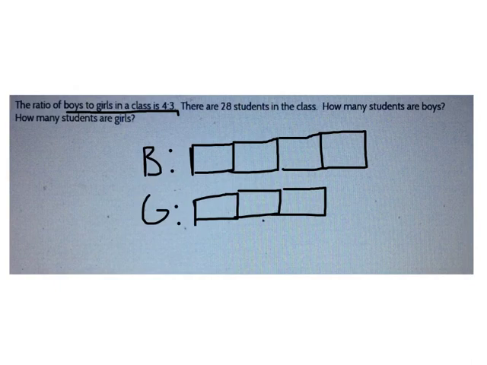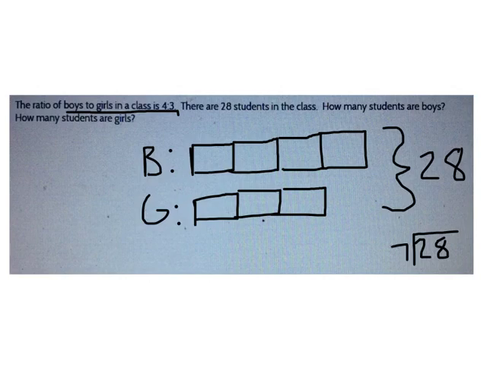Now I've represented the ratio 4:3 with a tape diagram. There are 28 students in the class. 28 describes the total number of students. So if I added the boys and girls together, there would be 28. I need to figure out what each box in my tape diagram represents. How many total boxes are there? There are 7 total boxes. So to figure out what each box represents, I can do 28 divided by 7. What's 28 divided by 7? It's 4. Each box represents 4.